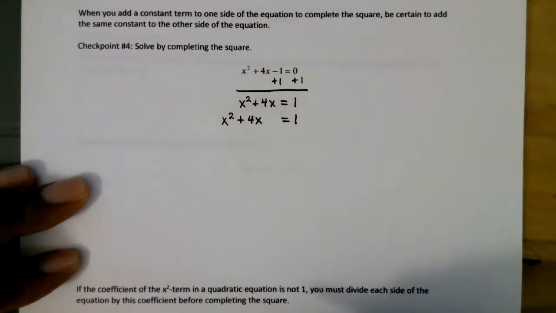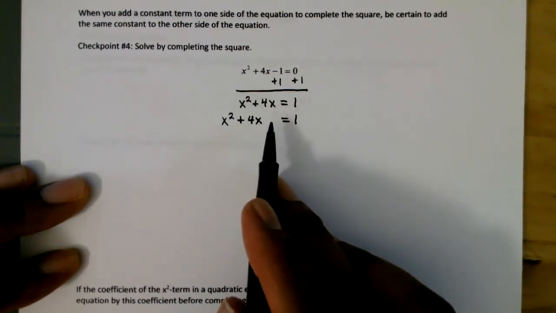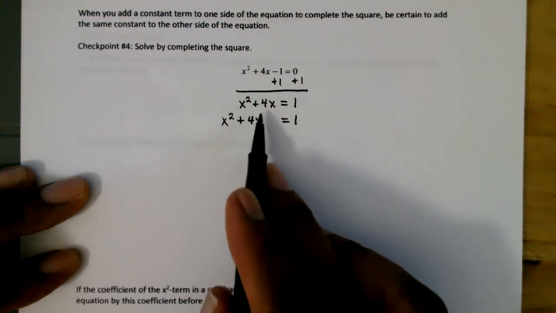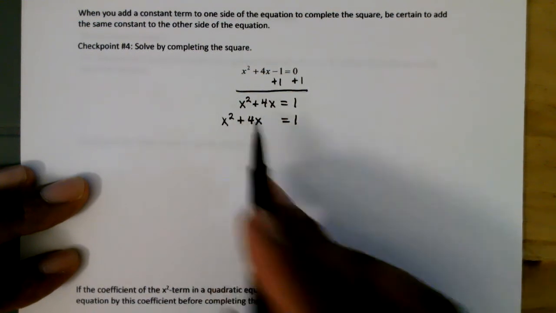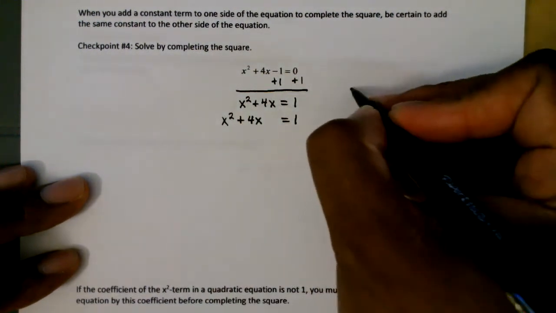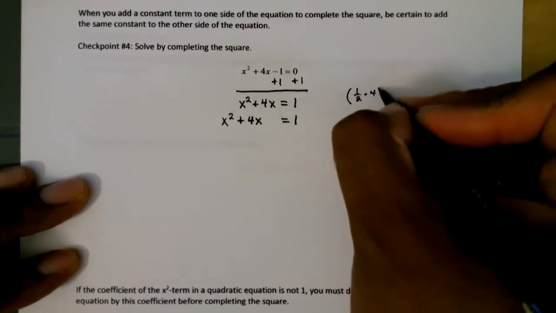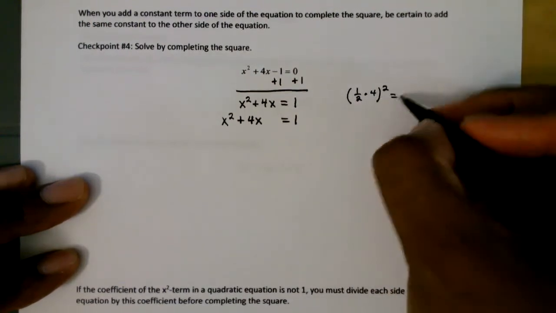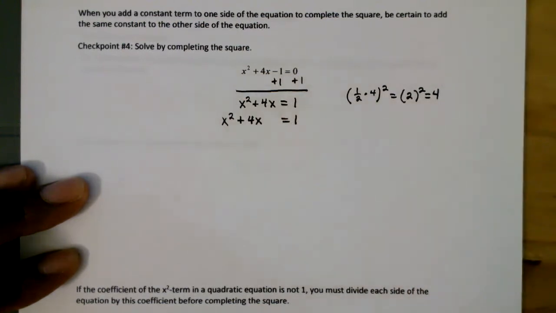So here's what we need to do here. To find the term that we need to add on this side and on the other side, we need to take 1/2 the coefficient of x, and square it. So off to the side, I'm going to do 1/2 of 4, and that's squared. 1/2 of 4 is 2, and then 2 squared would be 4.